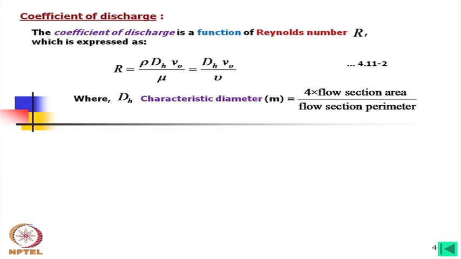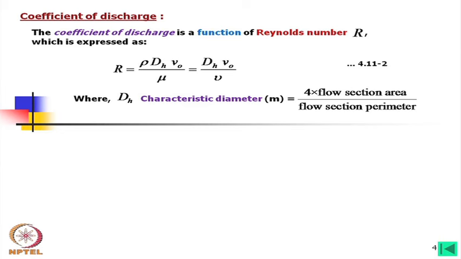Although it is called diameter, apparently we are comparing the section with a circular pipe. What is done? We consider d_h equal to 4 times the flow section area divided by the flow section perimeter. In case of a circular pipe, it will come as pi d squared by 4, you will find that. But in case of rectangular or other areas, we need to calculate this flow section area. In case of a simple geometry, we can calculate by knowing the geometry of that section, and the perimeter also we can calculate easily.